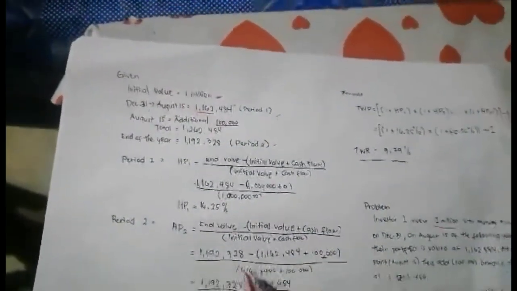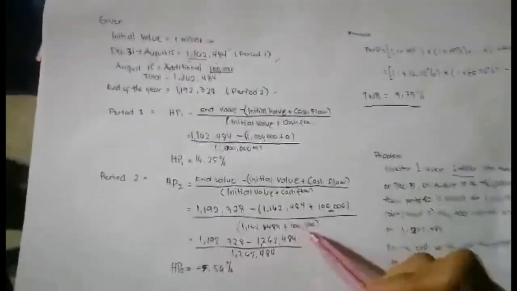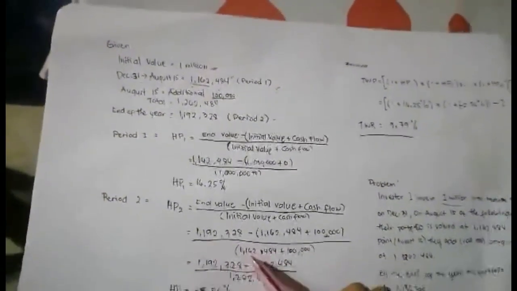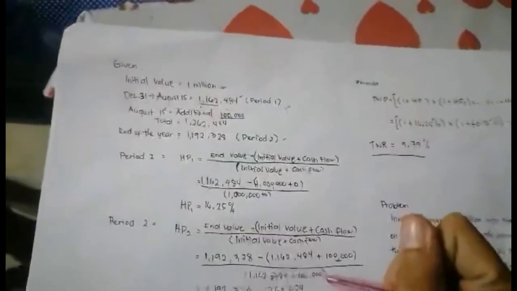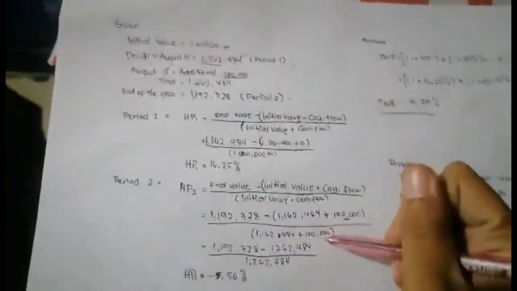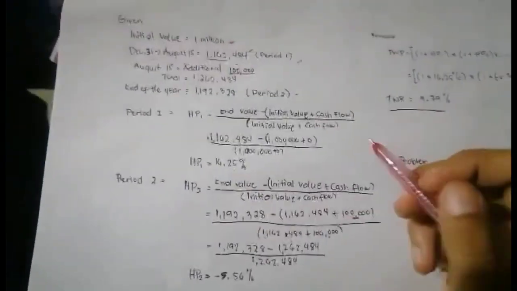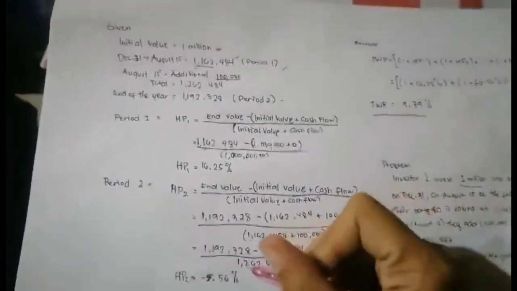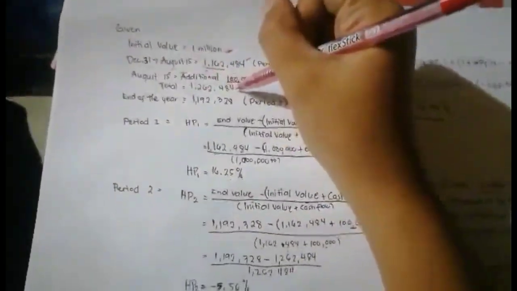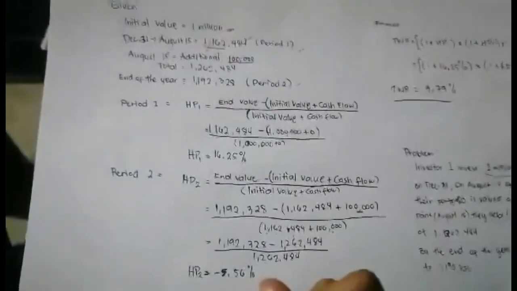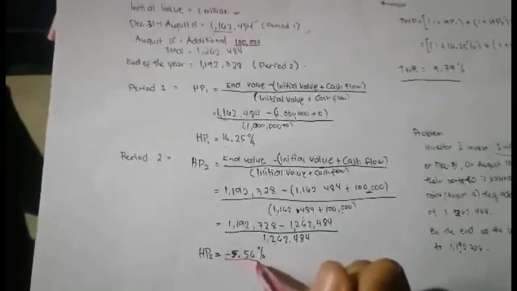Next, it is divided by the initial value and the cash flow. So the initial value is $1,162,484, this one again. And his cash flow, which is his additional, is 100,000. So this one, 1,262,484. So the total return for the period 2 is negative 5.56%.